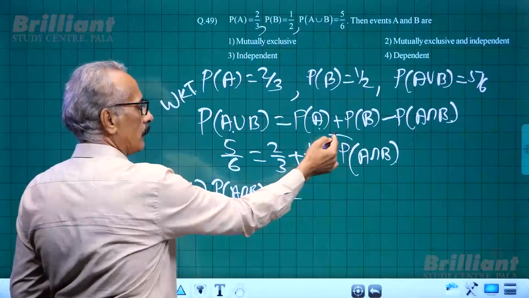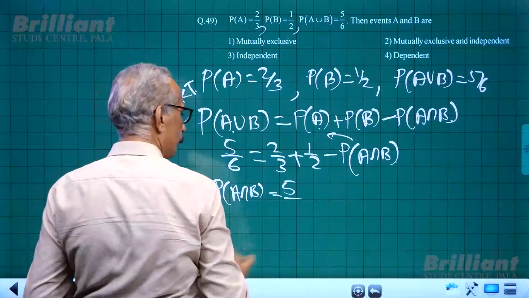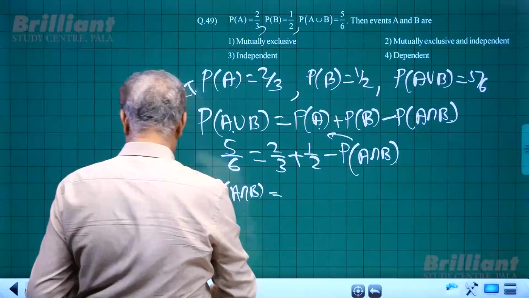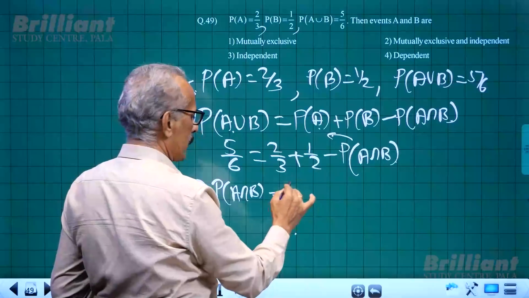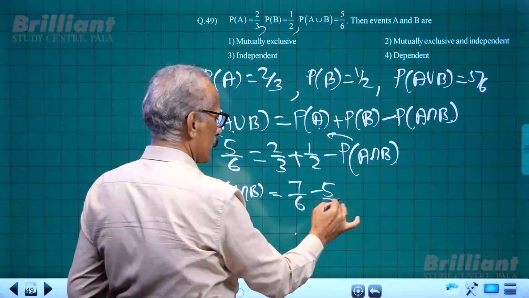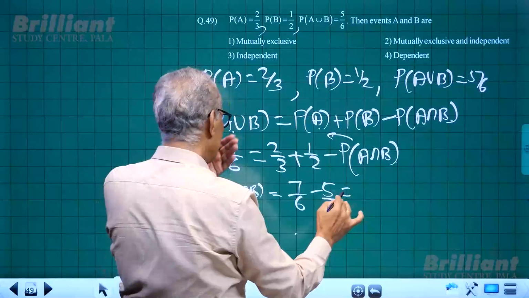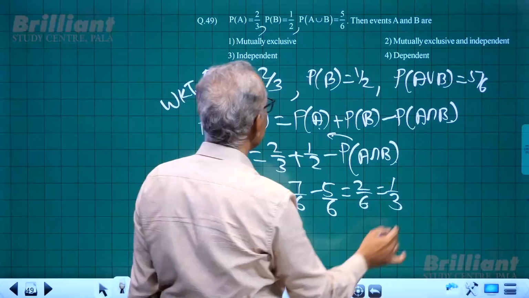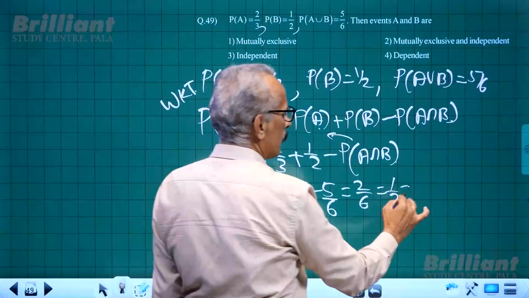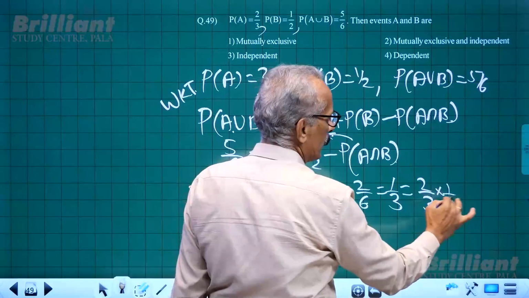This is transferred to the left side. Therefore, this part will be there. Therefore, 2 by 3 plus 1 by 2: 4 plus 3, 7. 7 by 6 minus 5 by 6. That's equal to what then? 2 by 6. 2 by 6 is 1 by 3. 1 by 3 means 2 by 3 into 1 by 2.